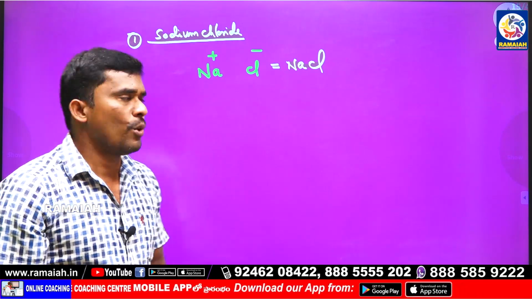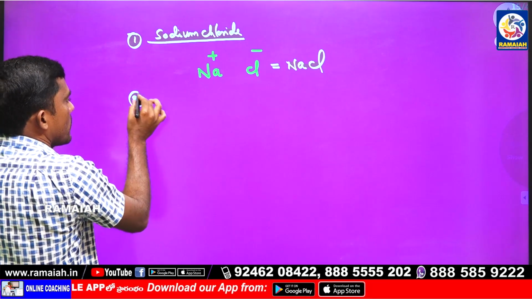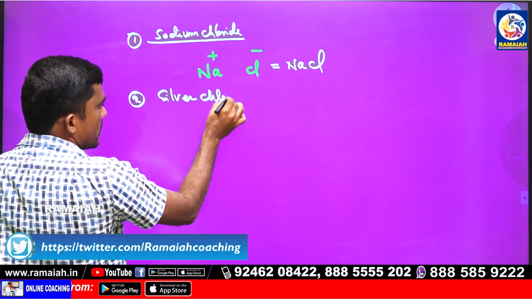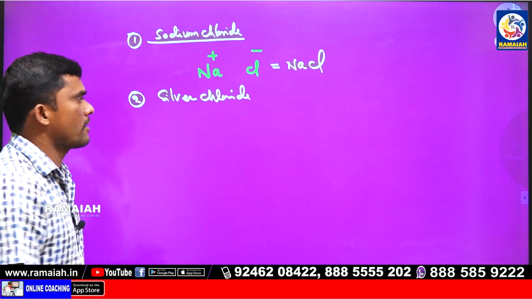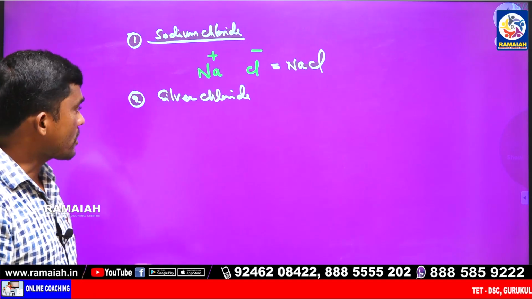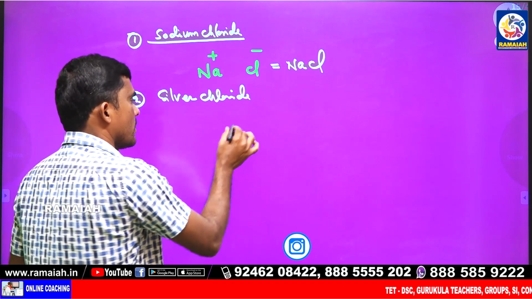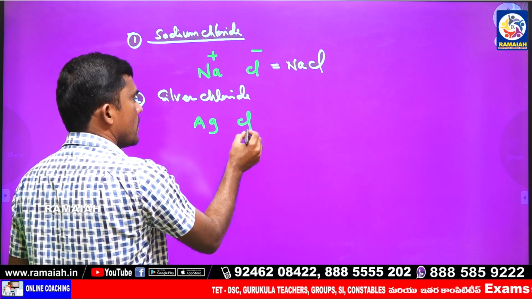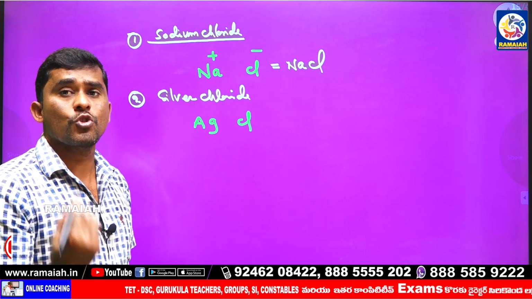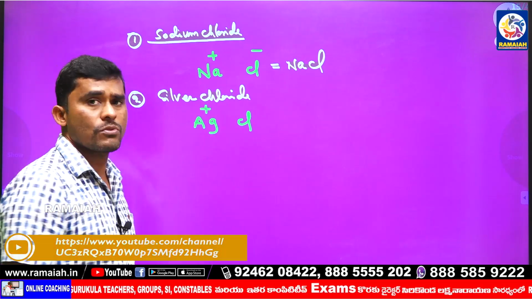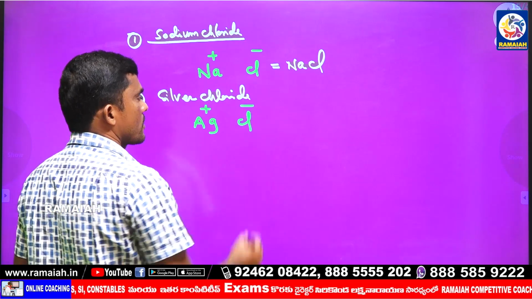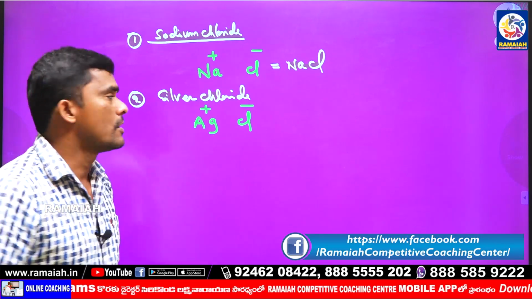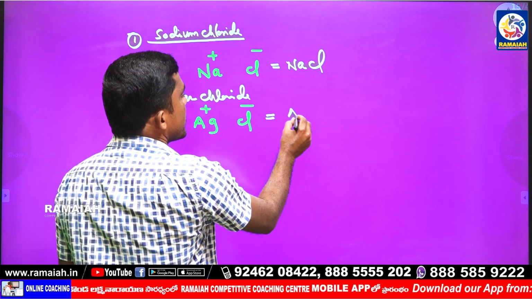Okay. For example, silver chloride. We can easily write its formula. First we write the symbols. Silver means Ag, chloride means Cl. In the next step, we write the charges. Ag always has a positive charge, chlorine a negative charge. The charges are equal, so the formula is AgCl.